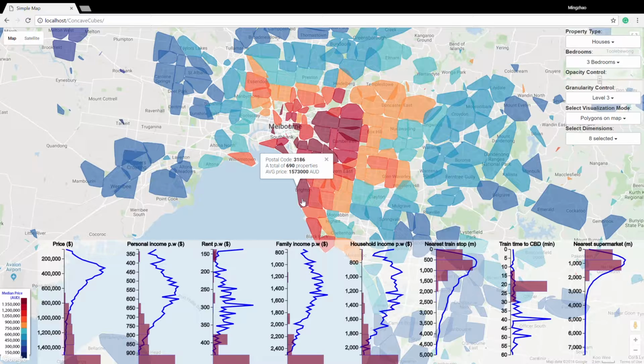We might discover the reason from other dimension measures, as people in this area have a high income, and properties in this area are close to train stations, supermarkets, and have a decent distance to the city.